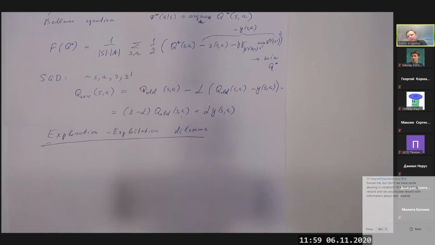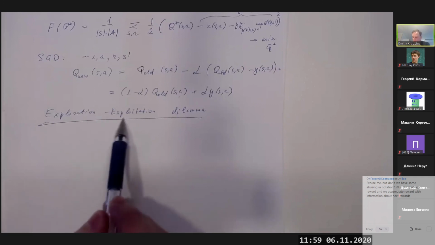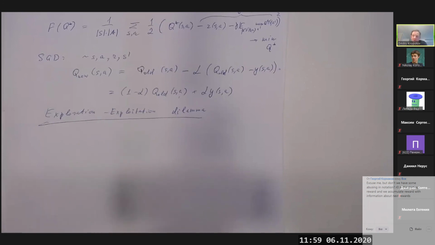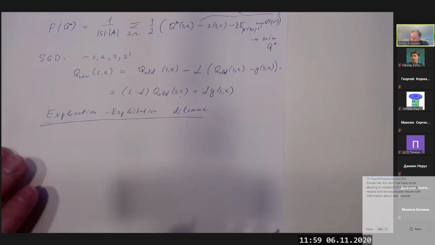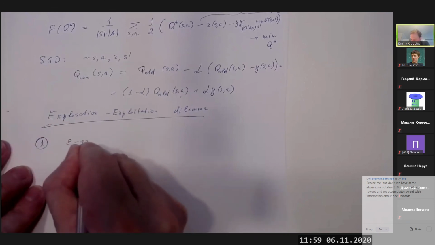So you should do exploitation and exploration at the same time during training. And for the case of Q-learning, there are two simple strategies for how to solve this exploration-exploitation dilemma. The first method is called the epsilon-greedy approach.